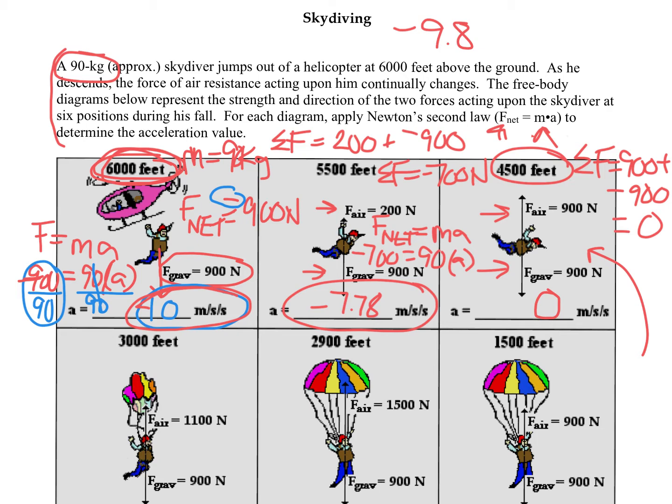It means we can't speed up anymore because we are not accelerating. Acceleration is 0. So we've reached what's called terminal velocity. All right, so we're free falling and we're falling through the air.